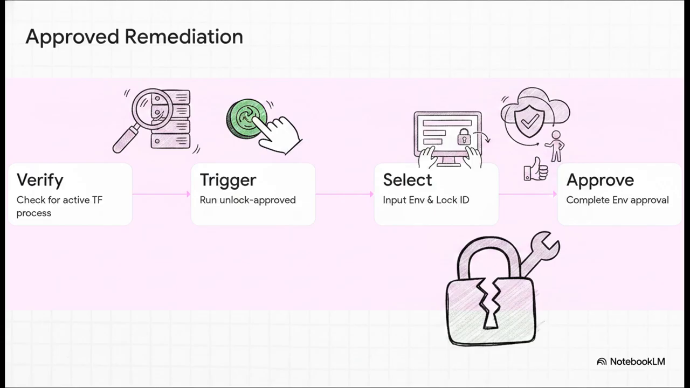If a lock gets stuck, an operator first has to verify that no Terraform process is actually running in the background. Then, they manually trigger an unlock-approved workflow, putting in the specific environment and the lock ID. Crucially, doing this requires completing a GitHub environment approval. Only after a human authorizes it does the workflow execute the Terraform force-unlock command, using the proper environment role.